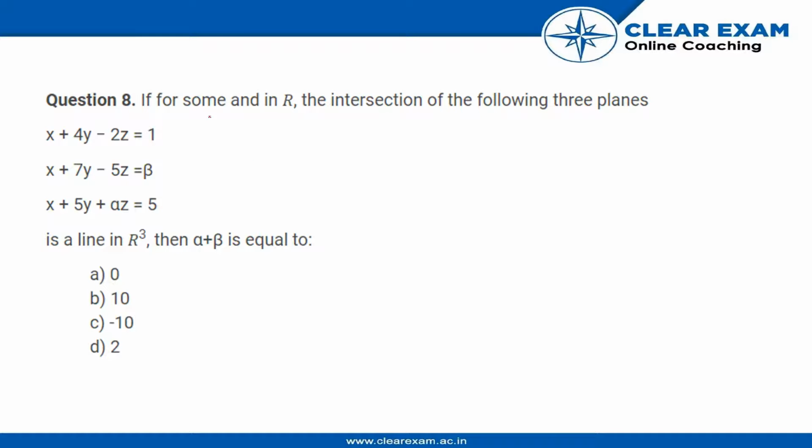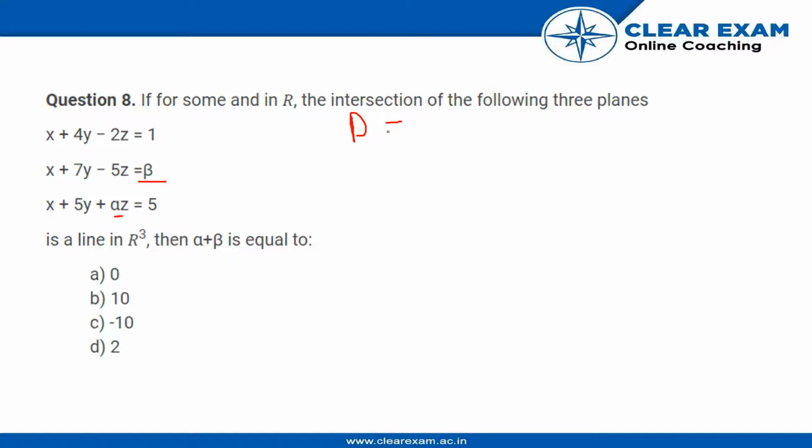So our question is: if for some α and β in R, the intersection of the following three planes is a line in R³, then α + β is equal to? So we just have to find β and α. We know that the given planes intersect in a line.